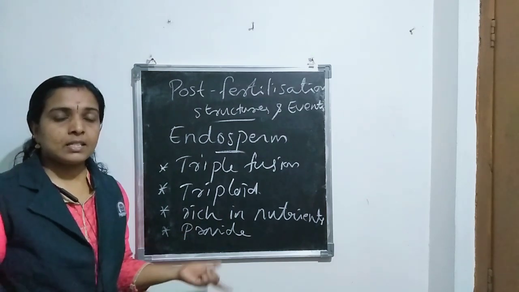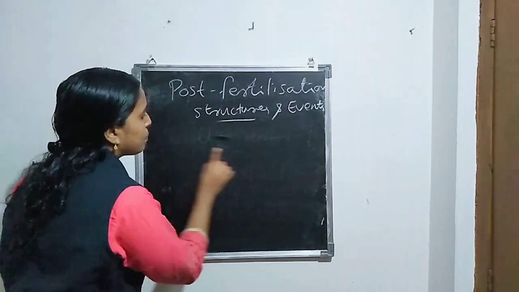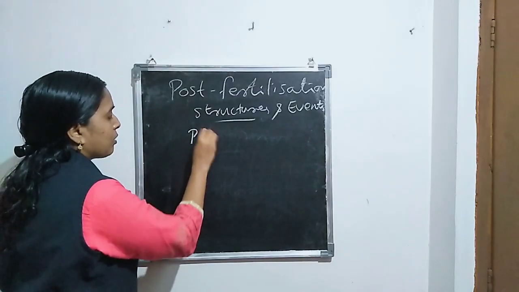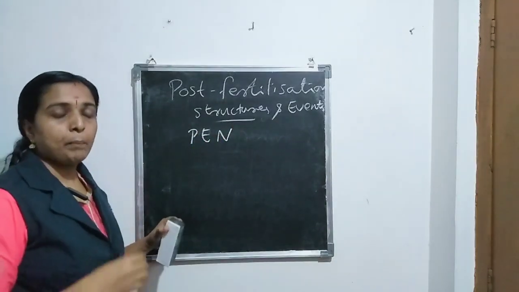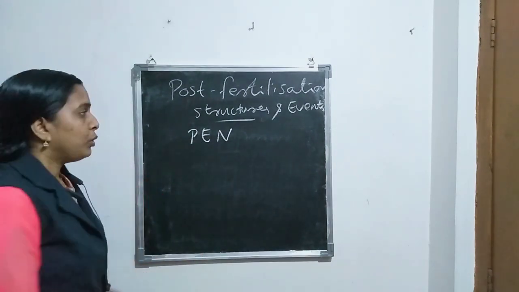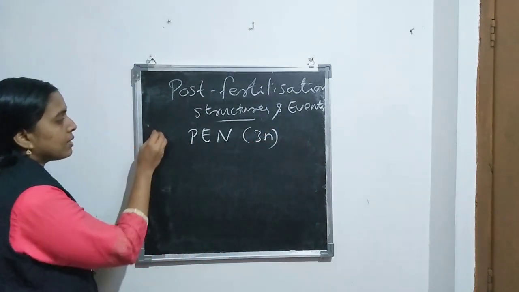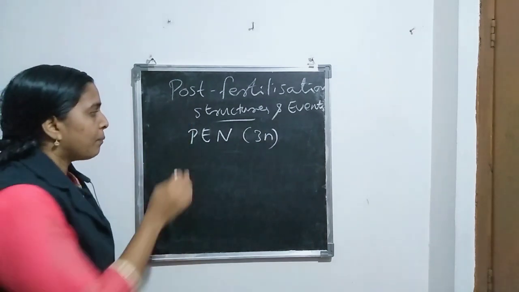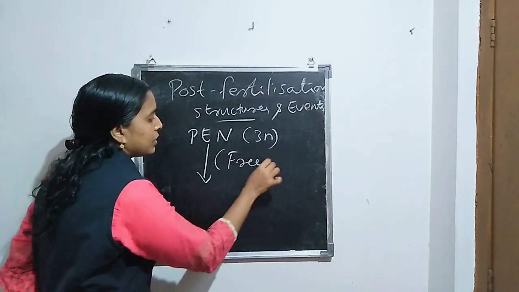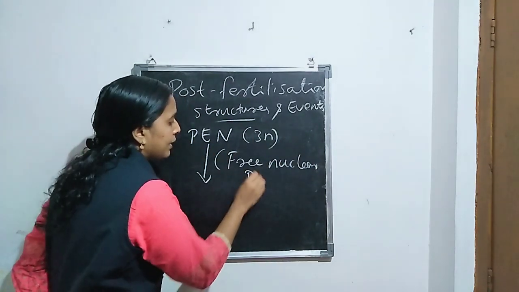Then we can discuss development of the endosperm. After triple fusion, the first product is a nucleus called PEN. What is PEN? Primary endosperm nucleus. This is a triploid nucleus. This primary endosperm nucleus undergoes free nuclear division.